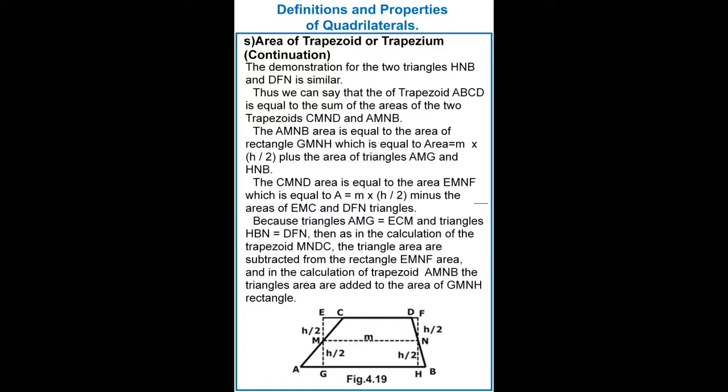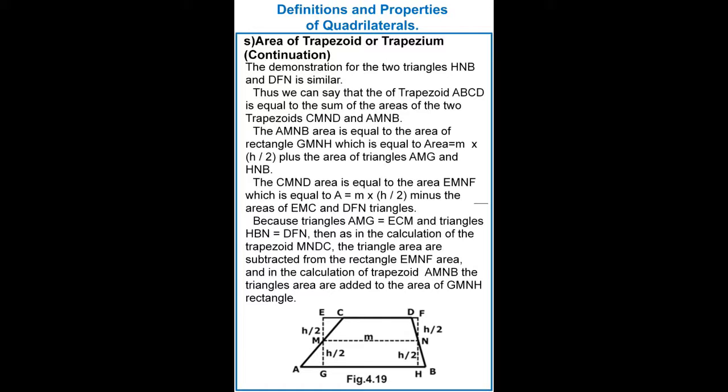The triangle AMG, that is equal to the triangle ECM, and the triangle HBN, that is equal to the triangle DFN, are added to the rectangle GMNH, and they are subtracted from the rectangle EMNF. The addition and subtraction of the area of the triangles results in a zero value, and the total area of the trapezium ABDC is equal to the dimension of the straight line segment M multiplied by the dimension of the straight line segment H.